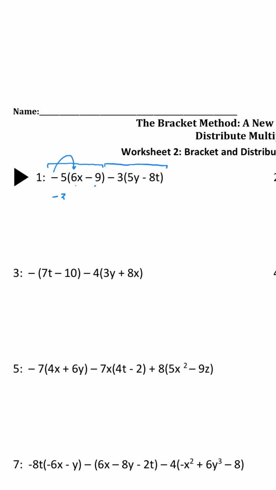5 times 6 is 30. Throw in the peas and the carrots. Take a deep breath and do it again. Now we have a negative times a negative, which creates a positive 45. And that takes care of that term. Now we do the exact same thing with the next bracket.